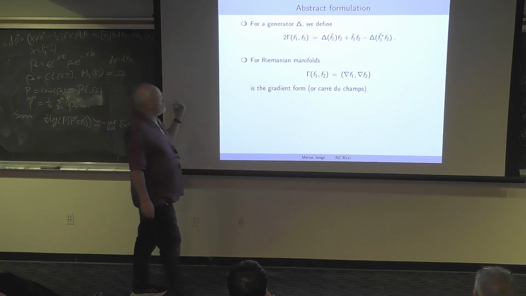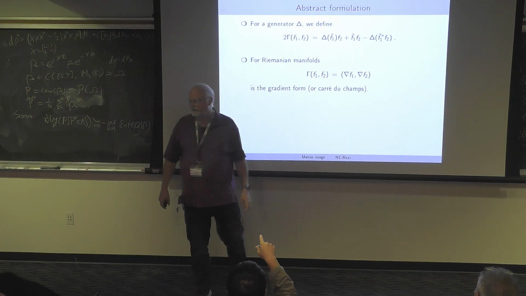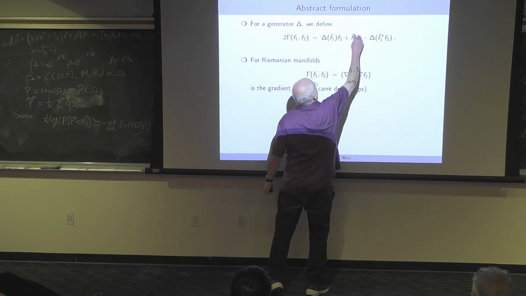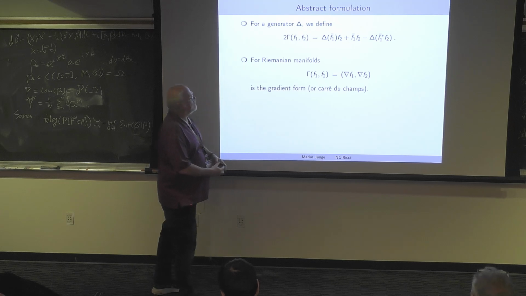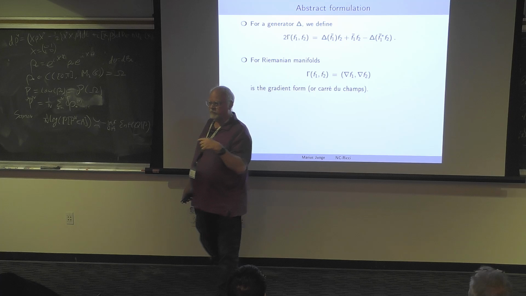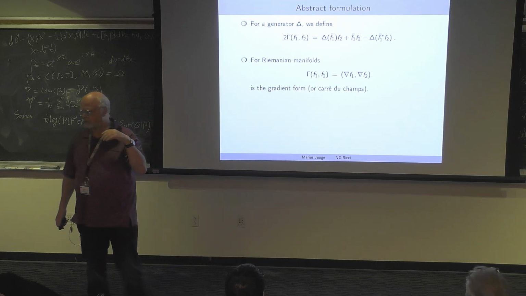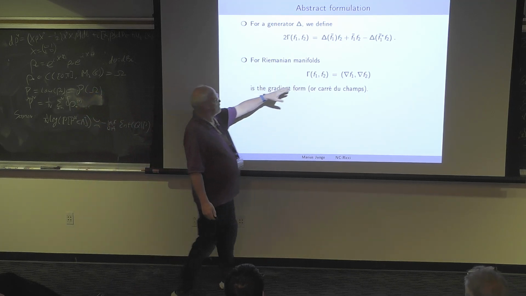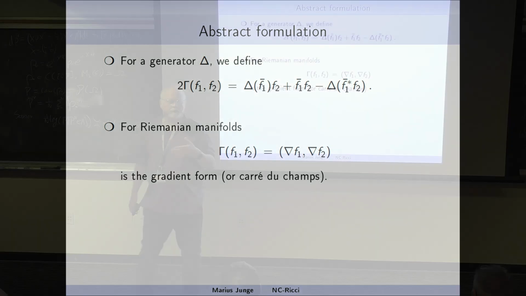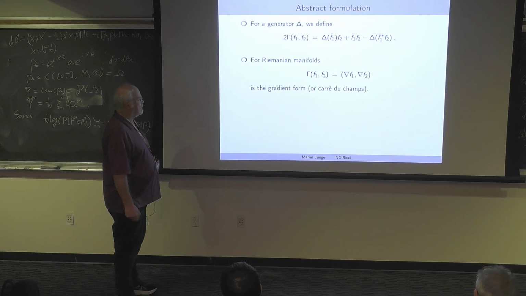Why is it called carré du champ, or square of the field? Missing one Laplacian in your formula. I'm definitely missing the second Laplacian here. Thank you. So if you do the calculation, if this were a derivation, this would be 0. So derivations fall out. And on a Riemannian manifold, it's nothing else but the inner product of the two gradients. This is why I call it gradient form, because it's literally the form of the gradients. It's a non-commutative, or generalized, version of that.